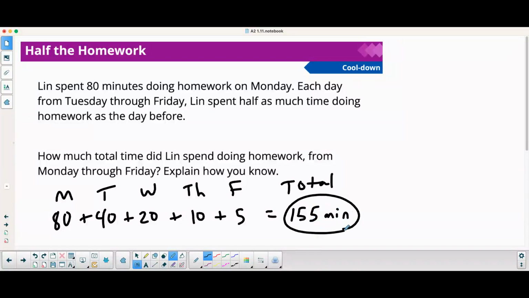All right, so basically we're taking what we know about a sequence and a series, and based on the situation, we might have to add them all up and find the sum. So that's lesson 1.11 for Algebra 2.